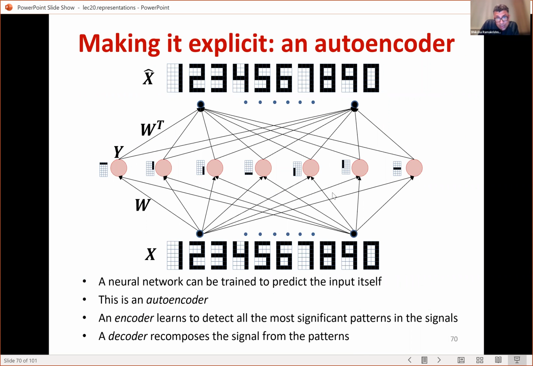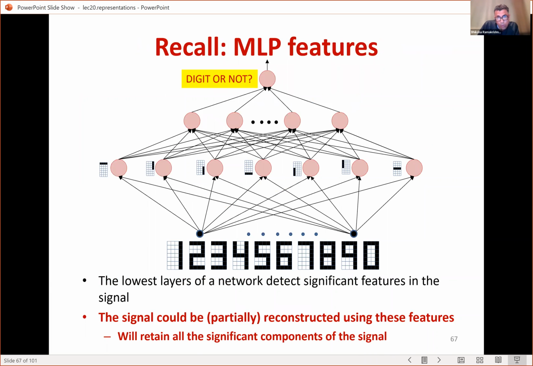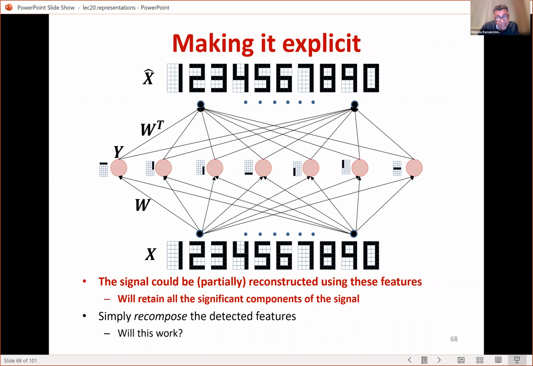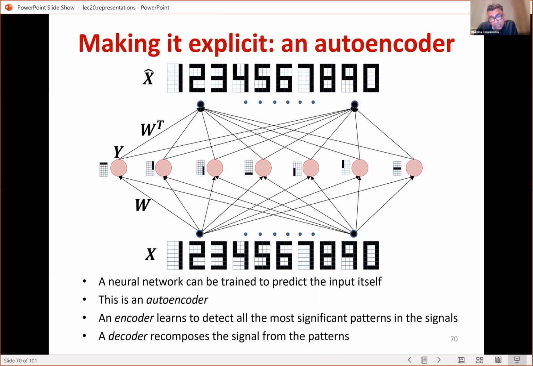Let me train a neural network that is trained to predict the input itself. This is what we call an autoencoder. So the autoencoder has a lower portion, which we call an encoder, which learns to detect all the most significant patterns in the input. And the decoder, which learns to recompose the input from these patterns. This is in fact an explicit instantiation of what I explained over here, where we said that by reassembling the weights of the perceptrons that fired, we could reconstruct the input. So here, I'm actually trying to build the network to do just this.